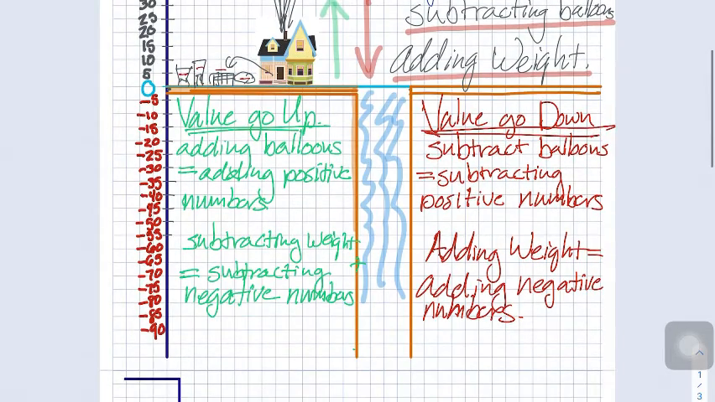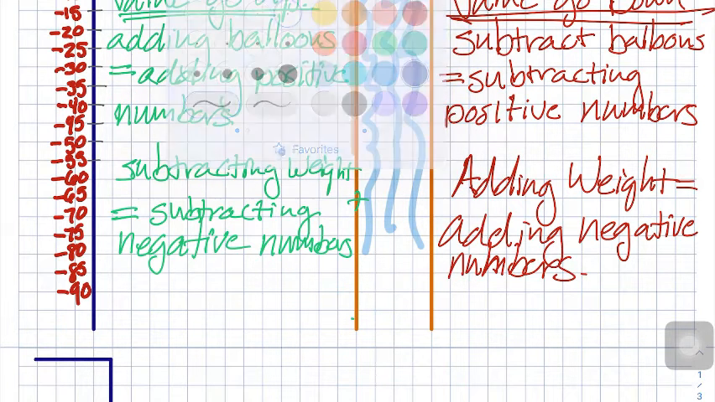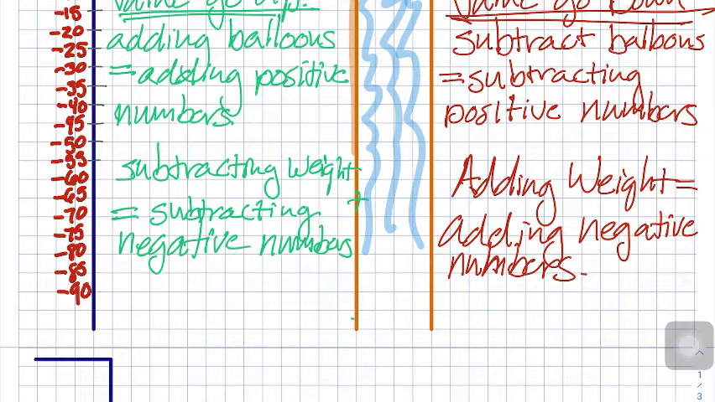Okay, so if we did some examples of those, I'm going to zoom way in here and do some examples. Let's say I start at 0. If I start at 0 and I add 4, the number is going to go up from 0 to 4. If I start at 0 and I subtract negative 8, the number is going to go up and it is going to go to 8. If I start at 2 and I add positive 3, the number is going to go up 3 and I am going to end up at 5.